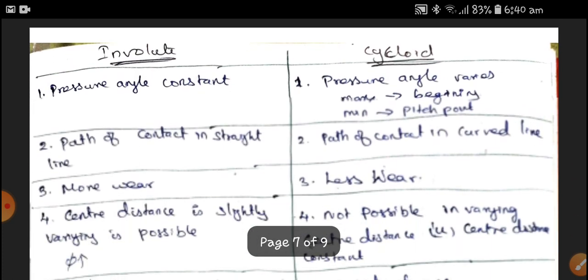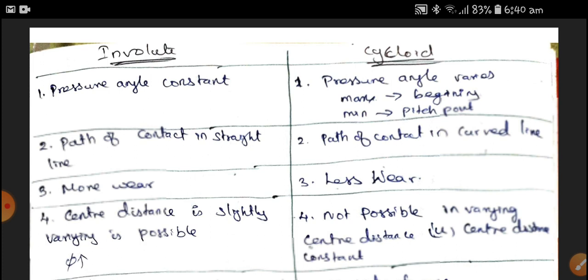And next we are going to see a difference between an involute and cycloidal gear. In the involute gear, first I am going to discuss involute gear and I am going to compare with the cycloidal gear. First, the pressure angle is constant in involute, whereas in the cycloid the pressure angle will vary, having a maximum pressure angle at the beginning and minimum at the pitch point.